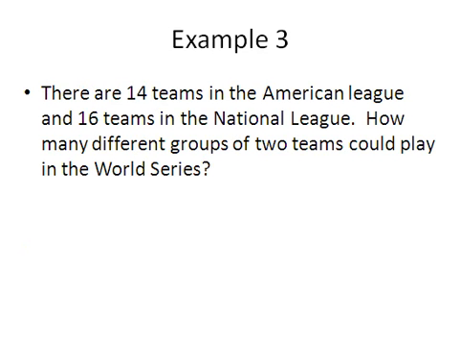Example 3. There are 14 teams in the American League for baseball and 16 teams in the National League. How many different groups of 2 teams could play in the World Series? Now, a reminder, the World Series is 1 team from the American League and 1 team from the National League. Pause the video and see if you can figure out how many different groups of teams.